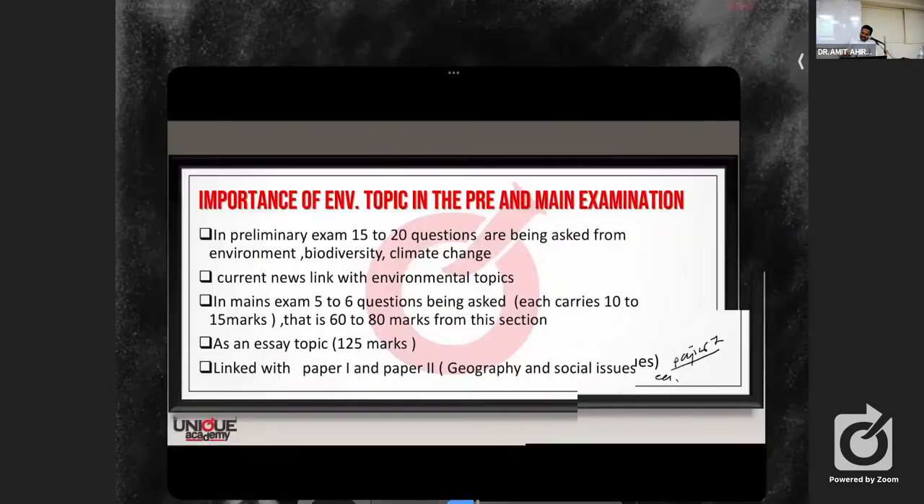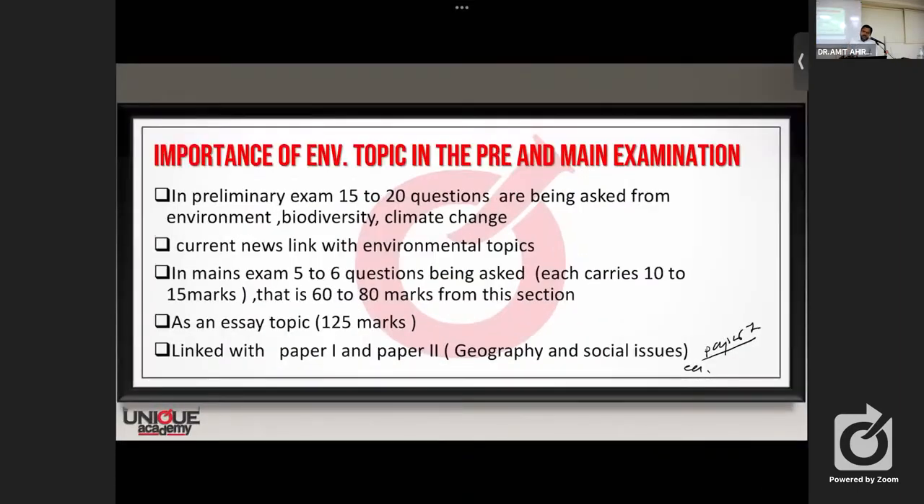So many such extra things, like how you would make your choice regarding the optional, and what the criteria for the selection of an optional is, we will discuss as well. So first, I would like to start with this slide: importance of environment. Sorry, not environment, importance. My mistake.